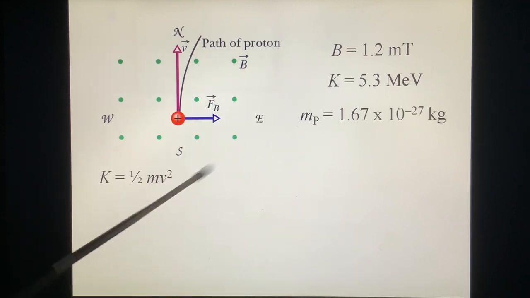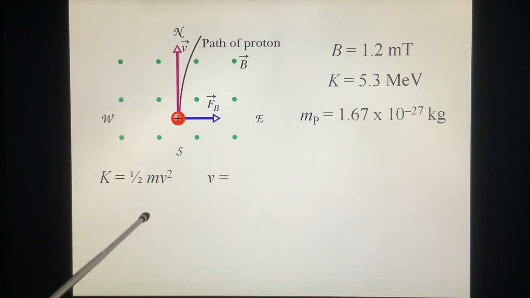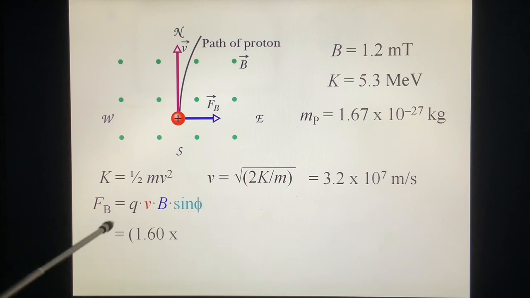We know the kinetic energy K is half m v squared, okay? This m is the mass of the proton. So we find the V. Very simple, V equals the square root of 2K over m, and we get the number. Once we get the V, we can get the F. F equals QVB sine phi. This phi is 90 degrees, okay? So we have Q, we have V, we have B. Sine phi equals 1.